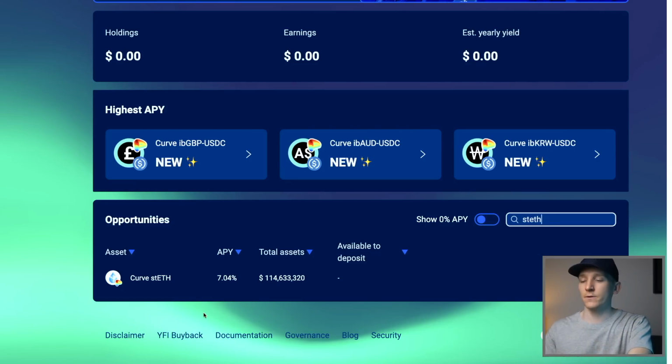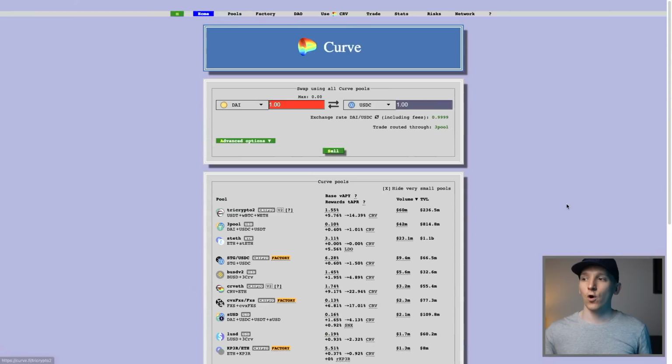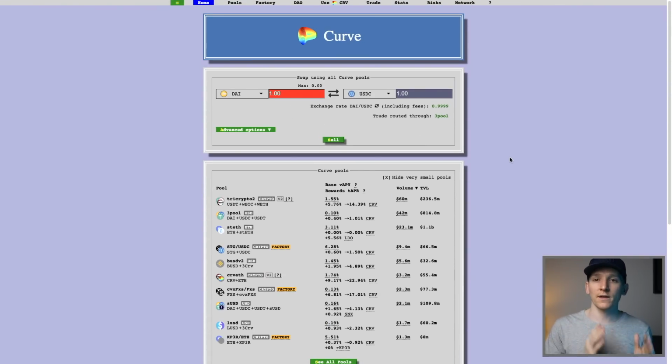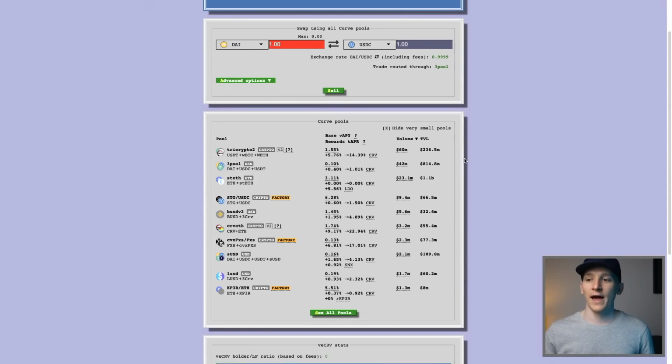I'll quickly show you how to do that. You can go over to Curve Finance on Ethereum. It only works on the Ethereum mainnet right now. In time though, when you're watching this video, this pool may be available on Optimism and Arbitrum as well, which are much cheaper. So watch out for that upgrade.